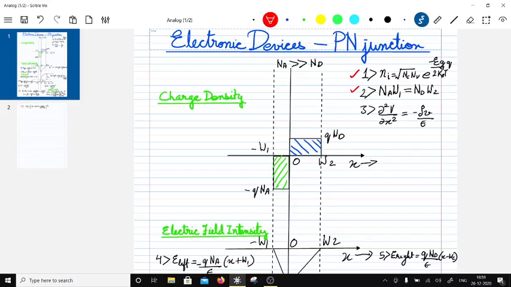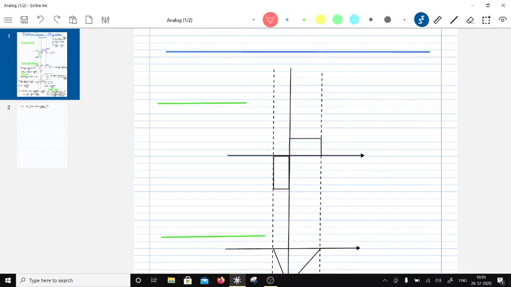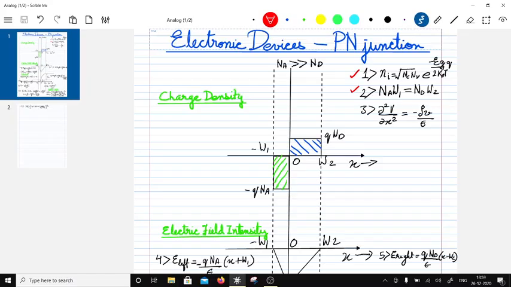So that's there. And this depletion depth, minus W1 on the left side and W2 on the right side, they come to a stop when the diffusion current going this way is balanced by a drift current going that way. I'm kind of wrong here.